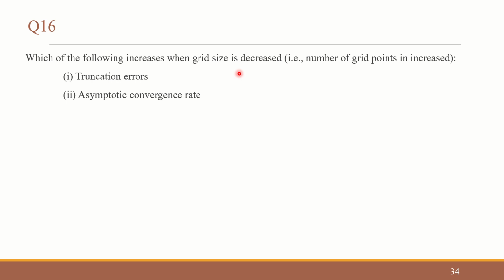Second one, asymptotic convergence rate. When grid size is decreased, the convergence rate also decreases actually. So second is also false. Options given are option A 1, option B 2, option C 1 and 2, option D neither 1 nor 2. So the answer for our question is option D, neither 1 nor 2 is the right answer.